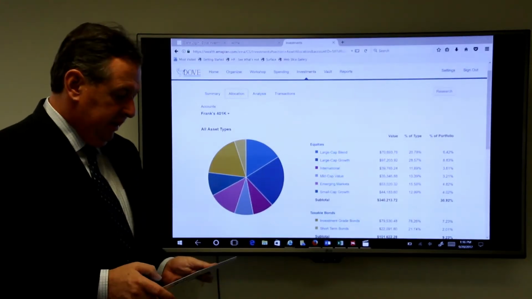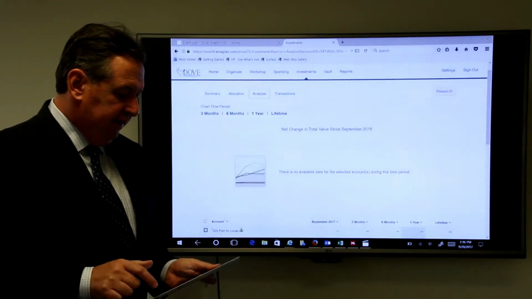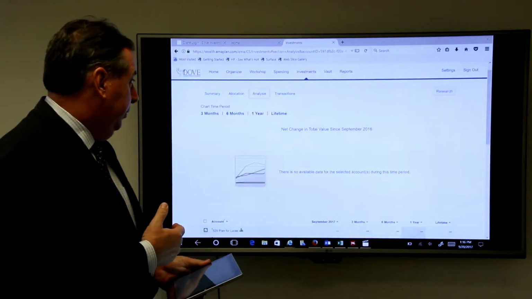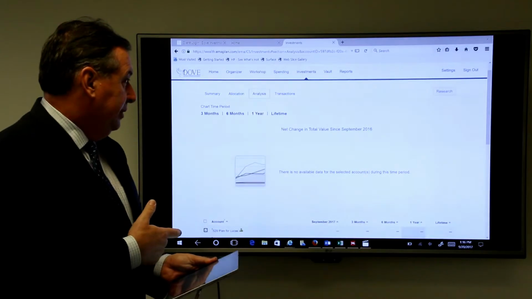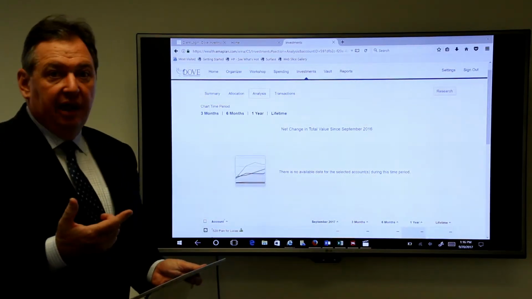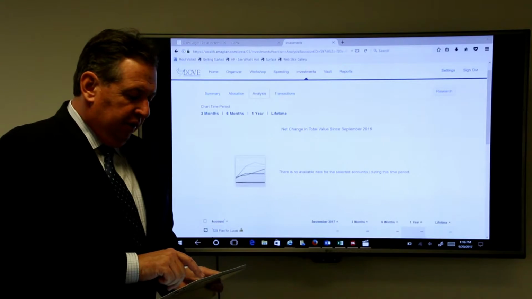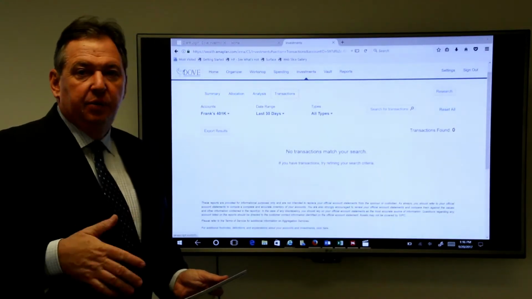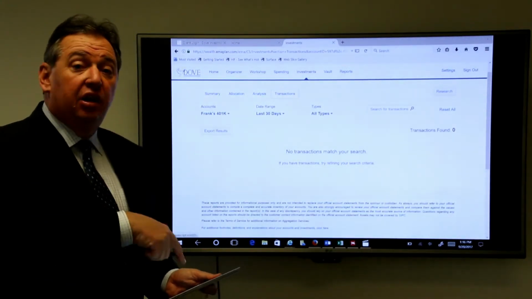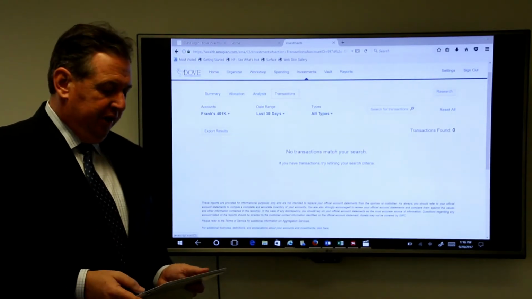I can get, again, if this was real data, I'd see some analysis, and it would be able to give me time periods: 3 months, 6 months, 1 year, lifetime, which is great. And also, if there were transactions, let's say you were contributing on a regular basis, I would see the contributions if this was real data.